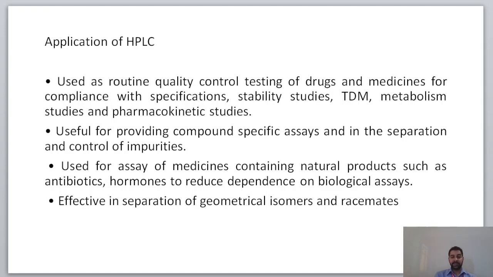Effective in separation of geometrical isomers and racemates. Using a chiral column, we are going to separate isomers, either geometrical isomers, cis isomers, or trans isomers. In chiral chromatography, chiral compounds, enantiomers or diastereomers, we can easily separate using such types of techniques.